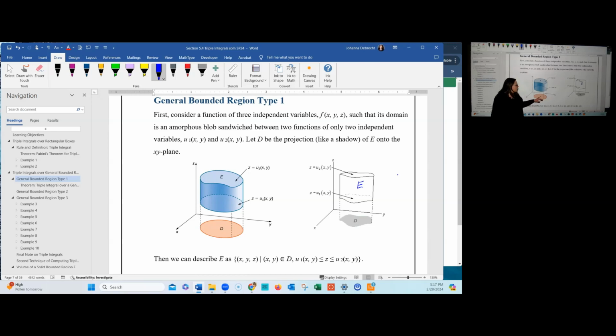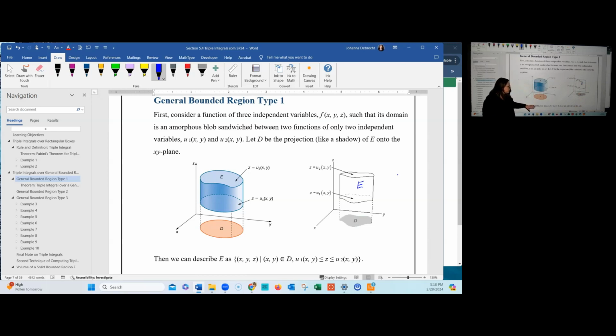All right. We're going to call the shadow that it casts the projection of the solid in three-dimensional space. The shadow that it casts is called the projection of E into the plane, and we'll label that D, much as we did when we were working with double integrals and we had the domain in the XY plane. Now we can describe our blob, this blue space here, or this irregularly shaped thing over here.